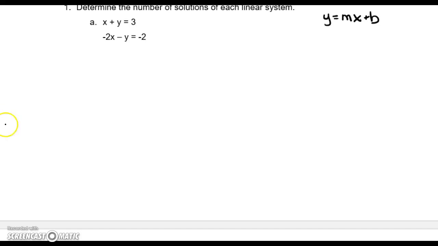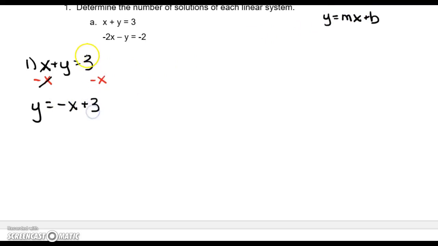In our first equation, we have x plus y is equal to 3. Here I want to get y by itself, so I'm going to subtract x on each side. On the left side, we're left with just y. Then, to follow slope-intercept form, I'm going to put x first, so you have negative x and then plus 3, since 3 is positive here.